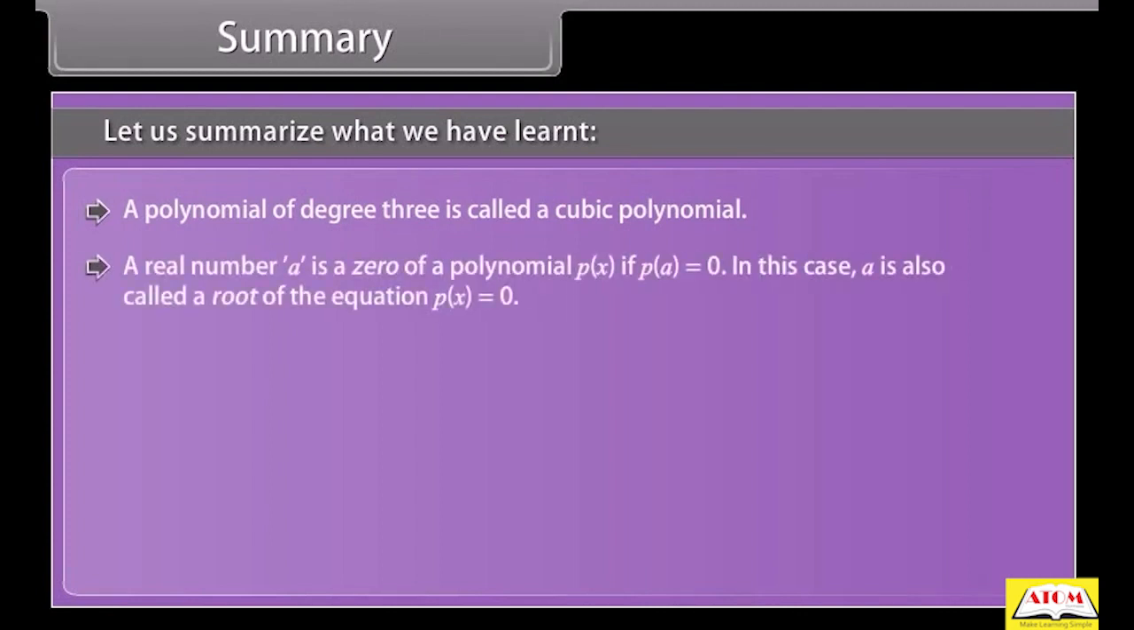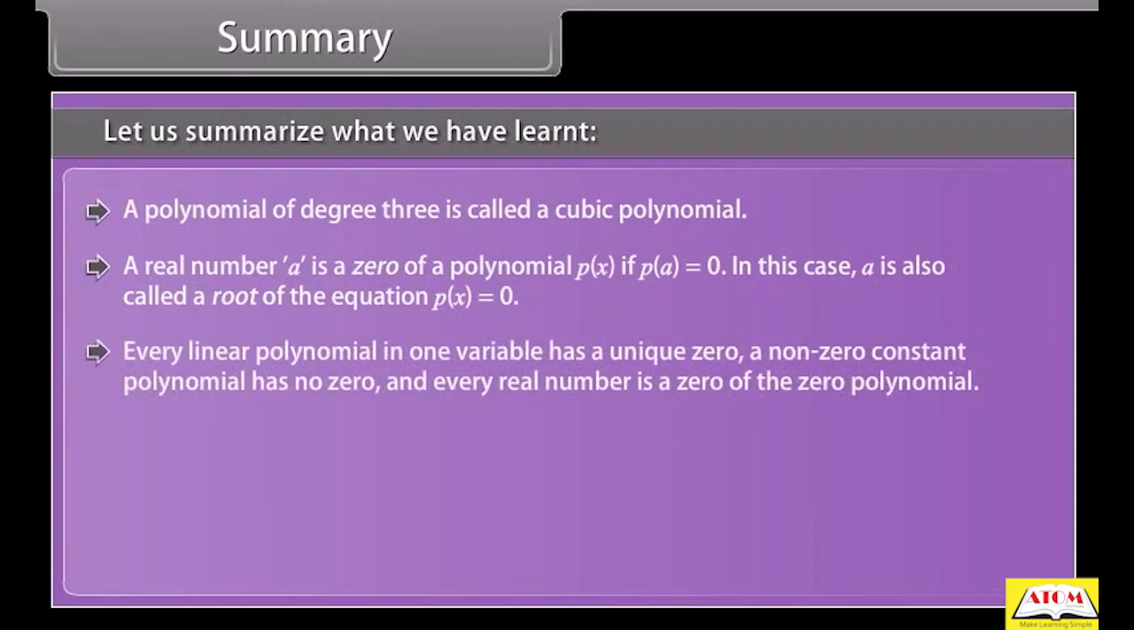A real number a is a zero of polynomial P(x) if P(a) = 0. In this case, a is also called a root of the equation P(x) = 0. Every linear polynomial in one variable has a unique zero, a non-zero constant polynomial has no zero, and every real number is a zero of the zero polynomial.